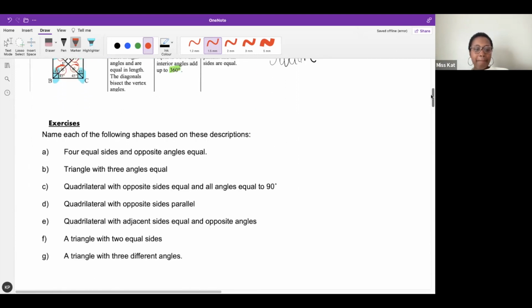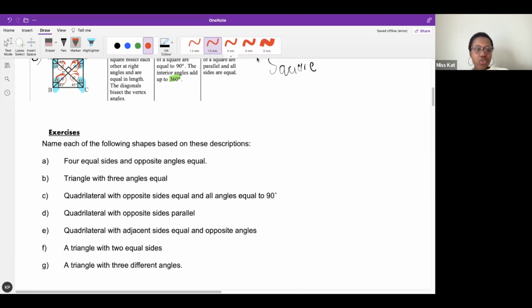Now, let's start with this one. I want you guys to name each of the following shapes based on the description. The first one says 4 sides are equal. So all the sides are equal and the opposite angles are equal. Not all angles, the opposite ones are equal. Think about it.